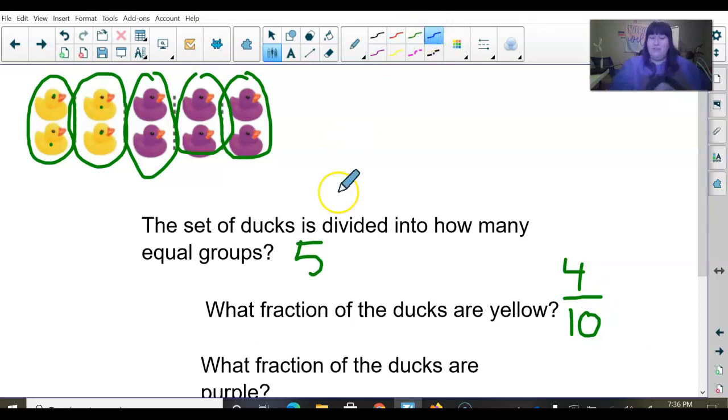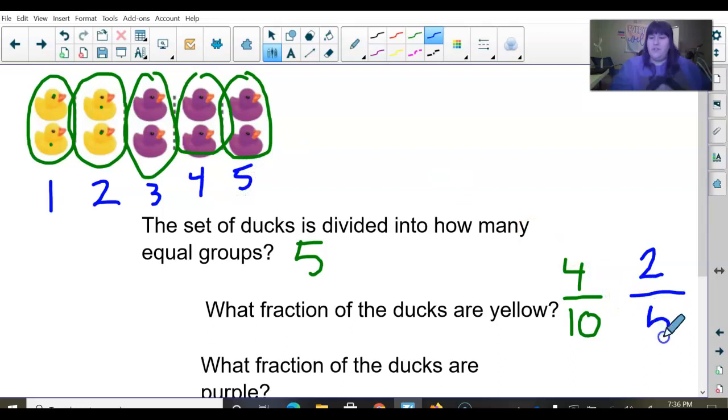Or, because we have different equal groups, we could say 2 groups of the ducks are yellow out of how many groups in total? 1, 2, 3, 4, 5. 2/5 of the ducks are yellow. So we could say 4/10 or 2/5. And we know that works because these are equivalent fractions.